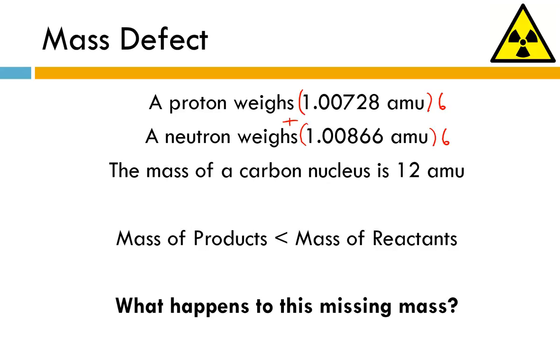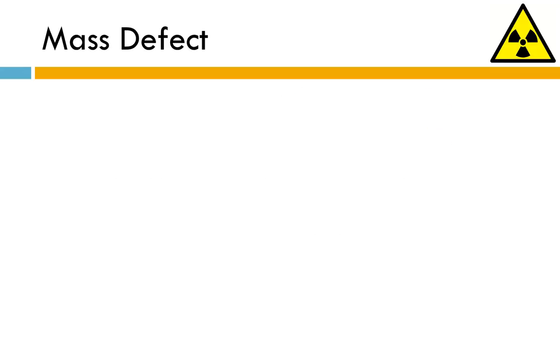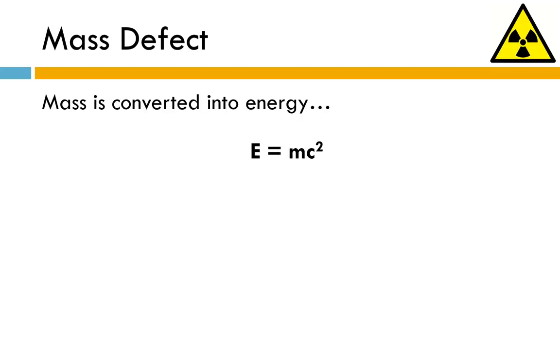We know from earlier this semester that we can't create or destroy matter. It turns out you probably know the formula for what happens to this missing mass. Mass gets converted into energy. This is something that only applies to nuclear chemistry. We will not see it with traditional chemical reactions. You might know this formula, E equals mc squared. This is talking about mass defect.